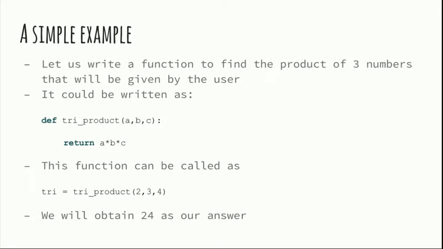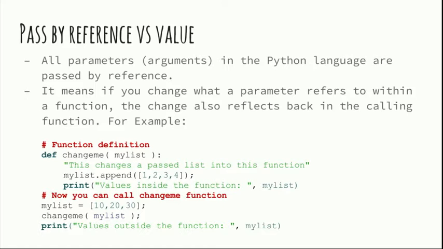A simple example. Let us write a function to find the product of three numbers that will be given by the user. It could be written as def try_product(a, b, c): return a * b * c. This function can be called as try = try_product(2, 3, 4). We will obtain 24 as our answer.